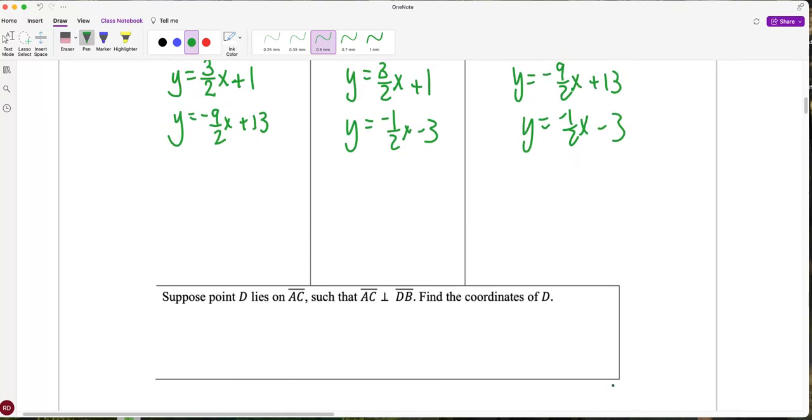The next one is harder than it seems. Suppose point D lies on AC such that, what that means is AC is perpendicular to DB. So AC is perpendicular to DB. Find the coordinates of D.